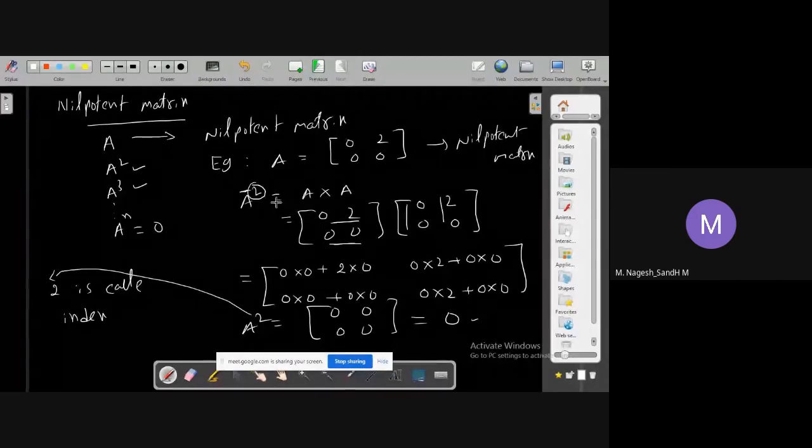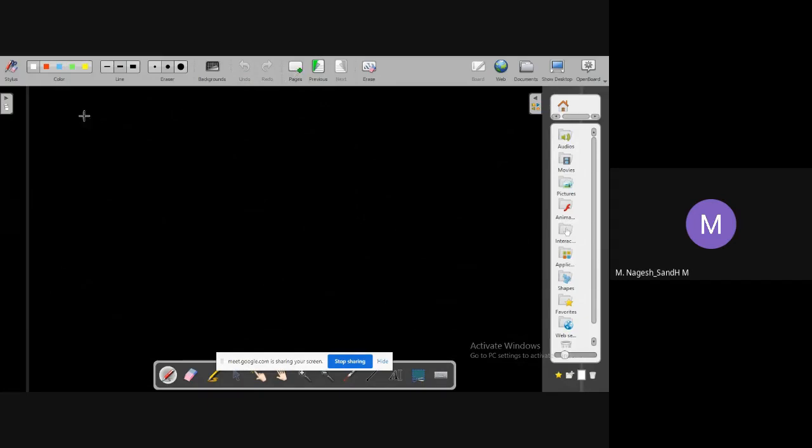In this problem, A square is the null matrix, zero. This 2 is called the index of the nilpotent matrix. Next, this index is a minimum value. This index is nothing but the minimum value. So what does that mean? For example, in this problem I got A square equal to 0.